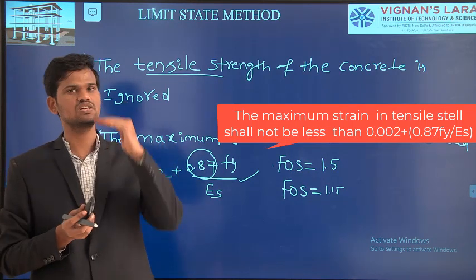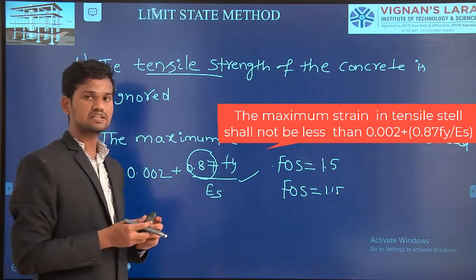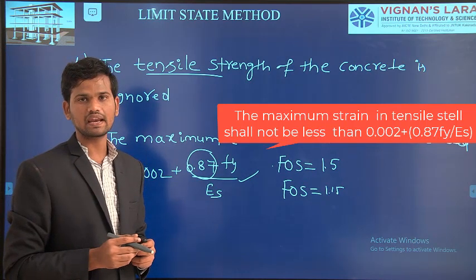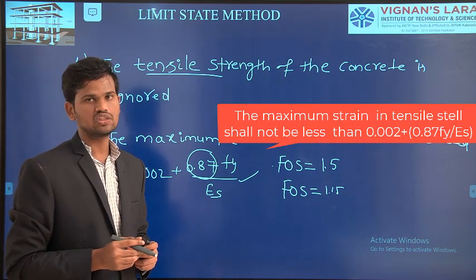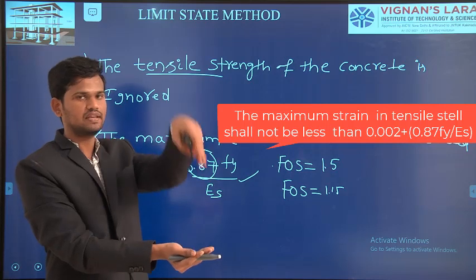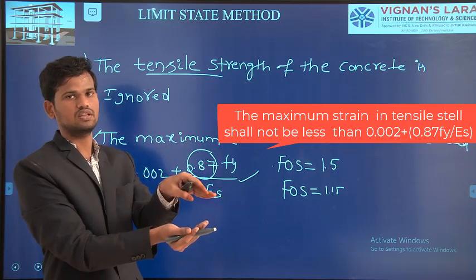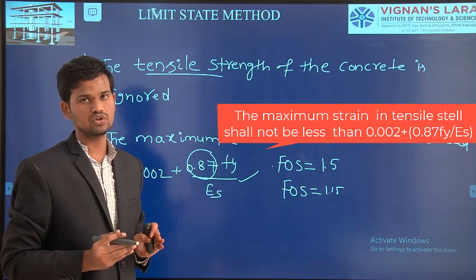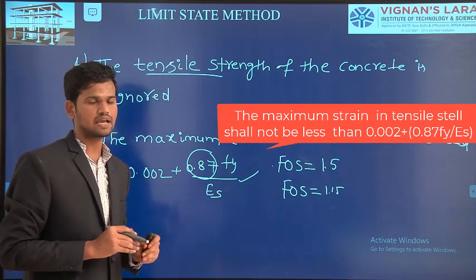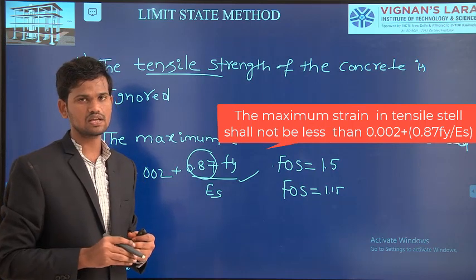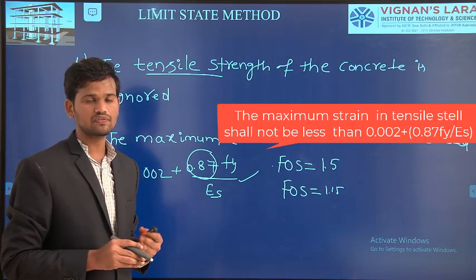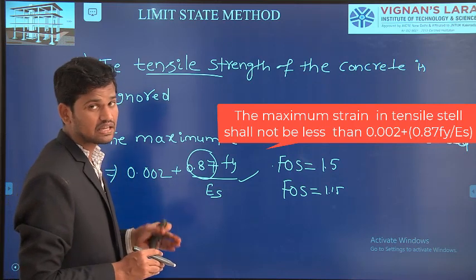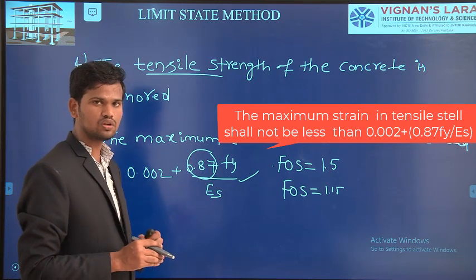That means strain variation is linear. The second one is that the maximum compressive strain in concrete shall be taken as 0.0035. If you take the concrete beam and apply the load, due to this application of load, the member will get strain. The strain does not exceed 0.0035. That is the second assumption. And the third assumption is that the stress block is parabolic from the neutral axis to the strain of 0.002 and rectangular up to the strain of 0.0035.